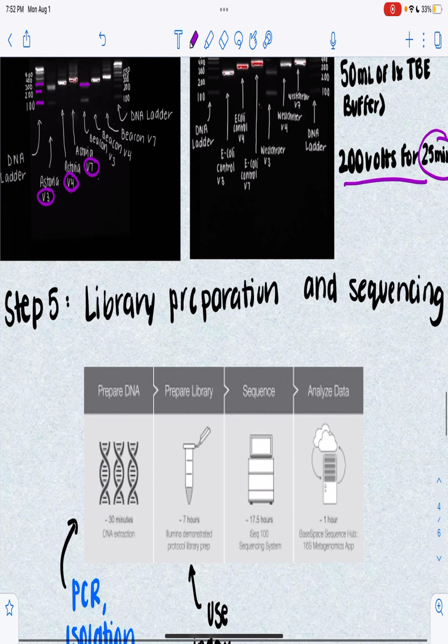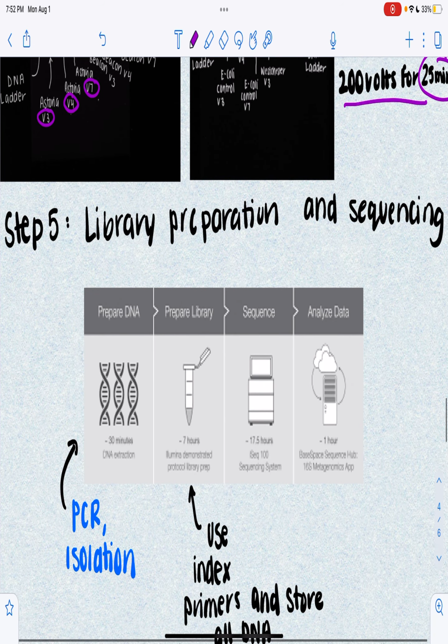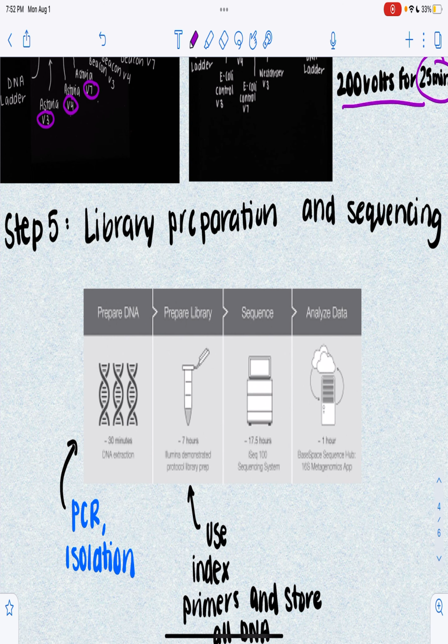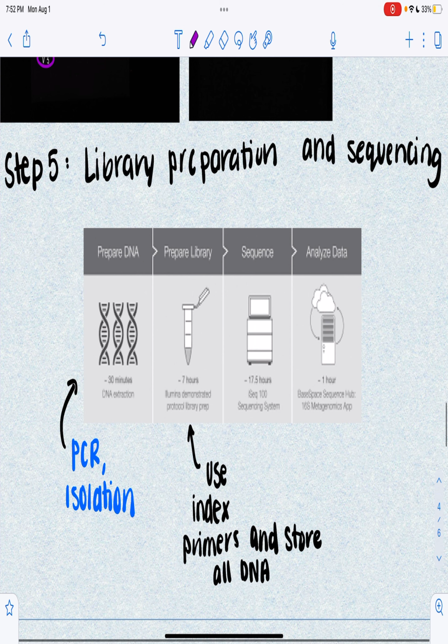After that, what we essentially do is we're going to prepare the DNA and start preparing the library, which is actually just what it sounds like. Just like a library contains or stores books, the DNA library is just going to store all of our DNA that we isolated and filtered.